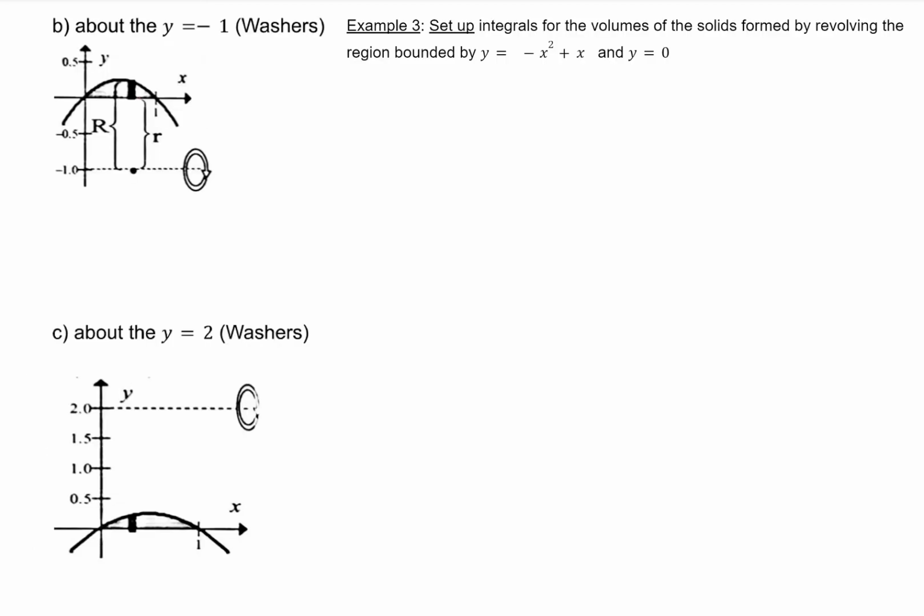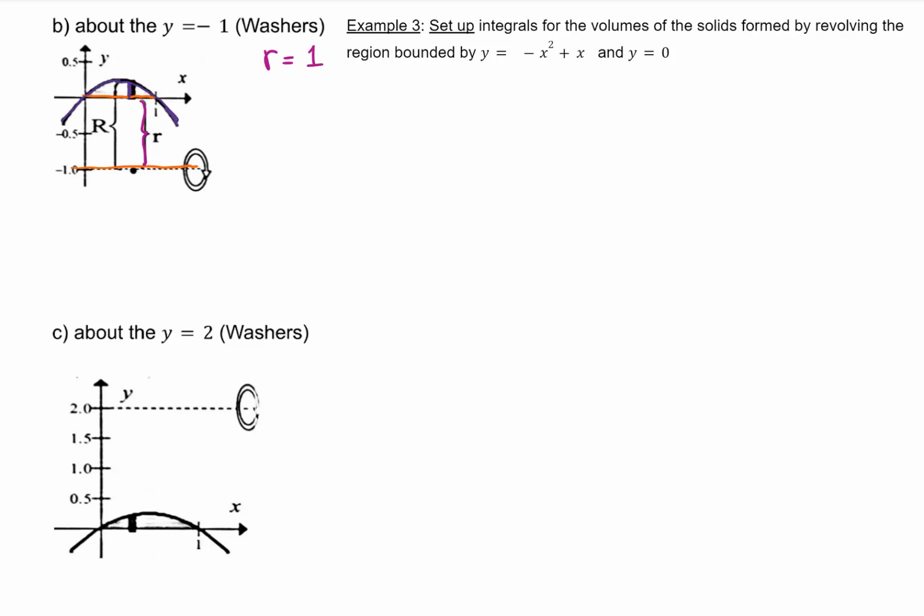For example 3b, we're going to revolve about y equals -1. This means that our axis of revolution is not the same as one of our boundaries. This distance right here is called the inner radius. So little r, our inner radius, is 1.